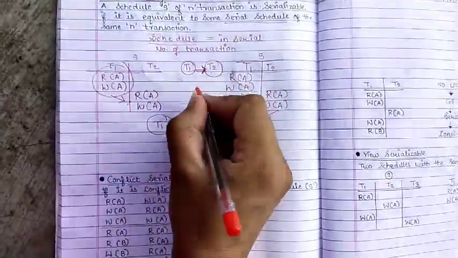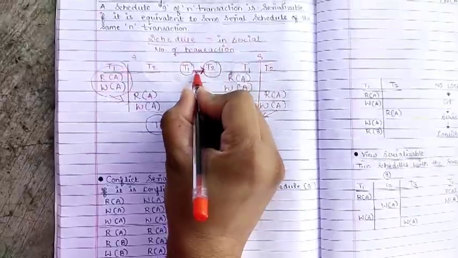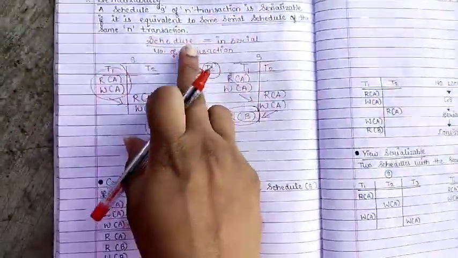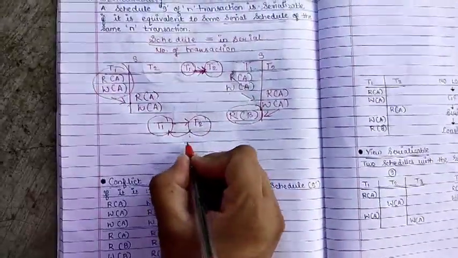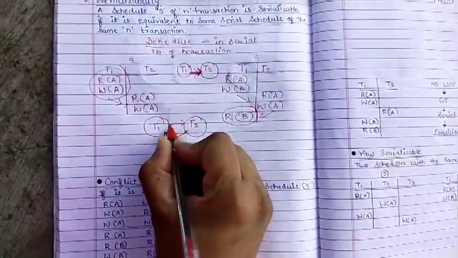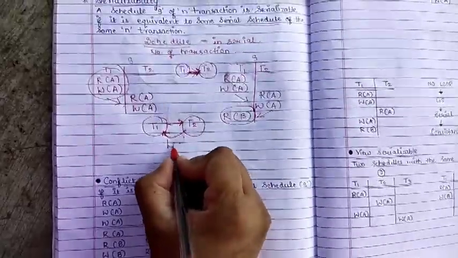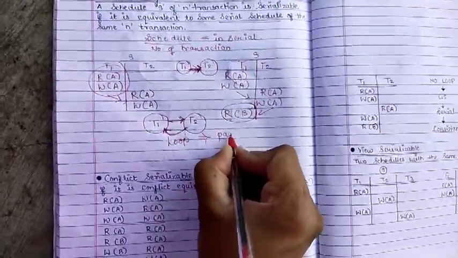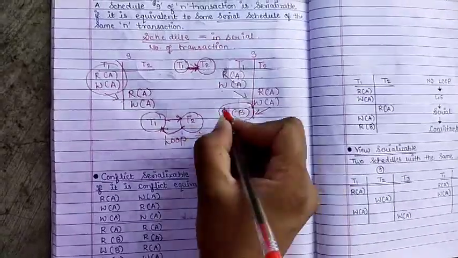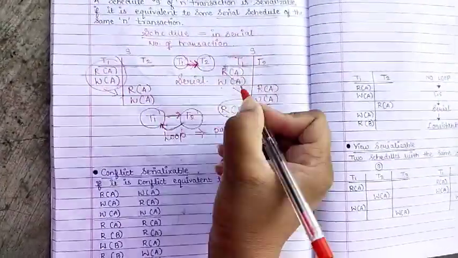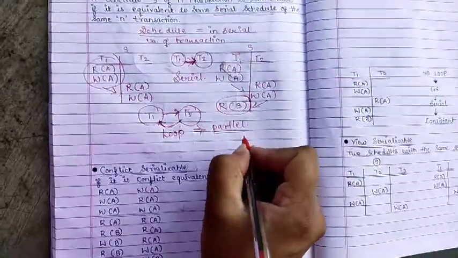Now what happened here? Here you can see there is no loop created. Only a one line schedule is there. But in this schedule, what happened? There is a loop, right? So this is called a serial schedule and this is called a parallel schedule.